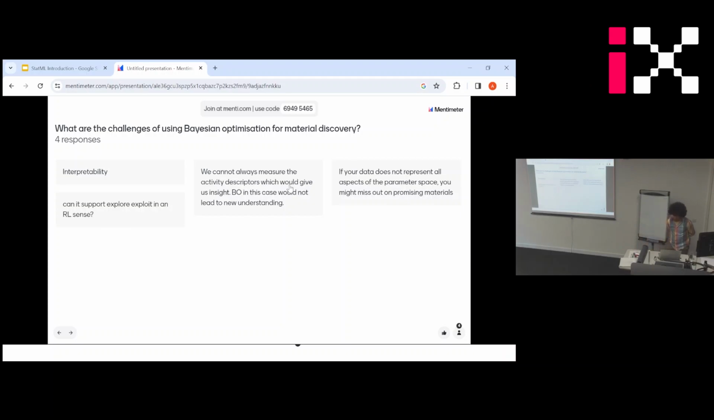We cannot always measure the activity descriptors that would give us insight. Bayesian optimization, in this case, would not lead to new understanding. That's quite interesting. If your data does not represent all aspects of the parameter space, you might miss out on promising materials.